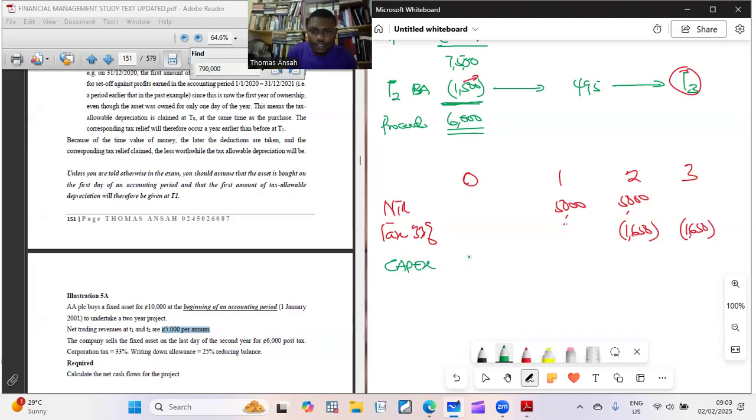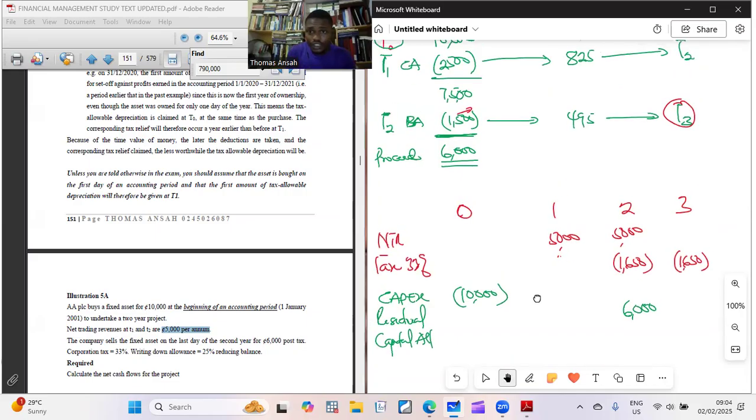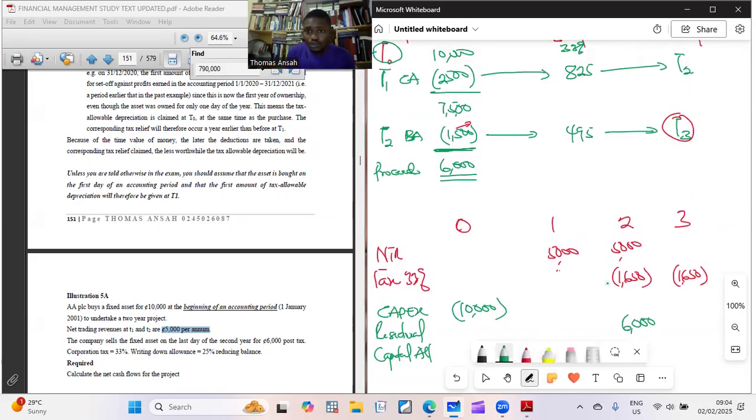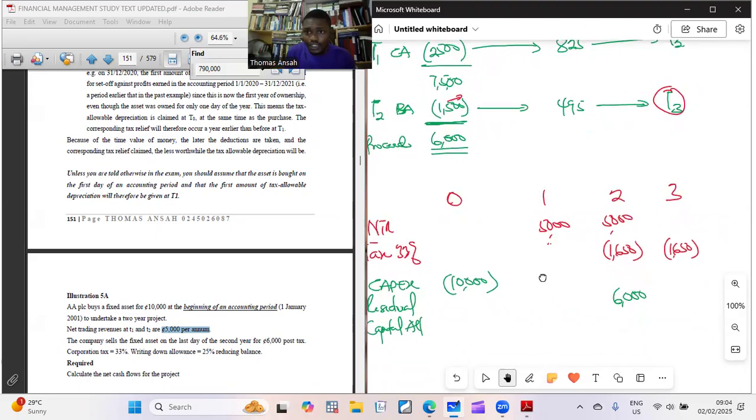How much was our capex? 10,000, which is also an outflow. We have working capital, no, but we have residual value, don't we? Which is an inflow. On which year? The second year, which is how much? It is post-tax, which is 6,000. All right. Then we have the capital allowance, tax savings on capital allowance. So that's how we call it. What were the figures? We have year 2, 825, and year 3, 495.